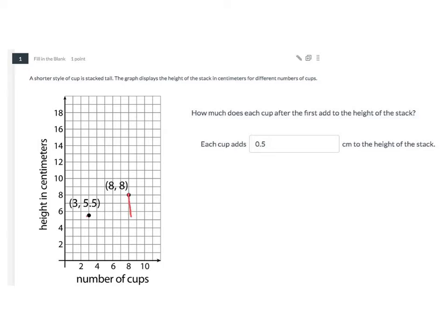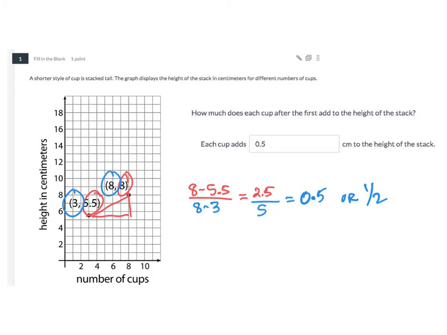So if we did a slope triangle here, remember we want to go ahead and subtract off our y's. So we're going to get 8 minus 5.5 all over subtract off our x's, 8 minus 3. Okay, so let's do 8 minus 5.5. Well, that answer is 2.5. 8 minus 3, excuse me, that is 5. So 2.5 divided by 5 will be 0.5. So that is one of the answers I would have taken, or I would have taken 1 over 2.